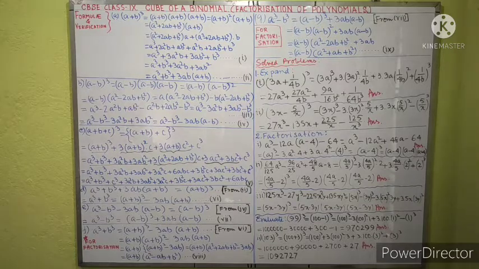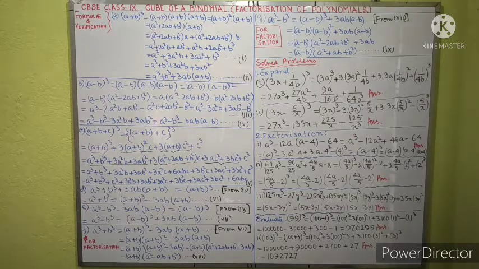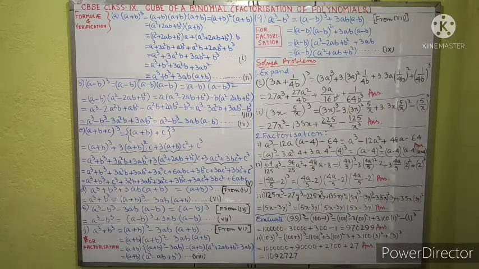Number 3: it is given 125x cube minus 27y cube minus 225x square y plus 135xy square. It is broken down according to the (a minus b) whole cube formula. That is (5x) cube minus (3y) cube minus 3 into (5x) square into 3y plus 3 into 5x into (3y) whole square. This is (5x minus 3y) whole cube, and this factor is written 3 times: (5x minus 3y) into (5x minus 3y) into (5x minus 3y).